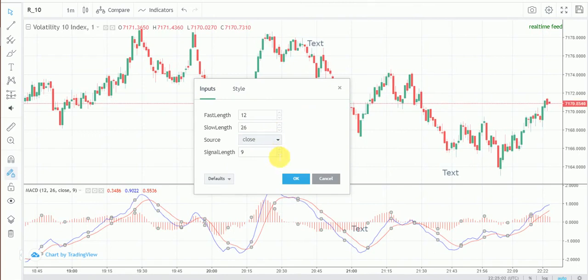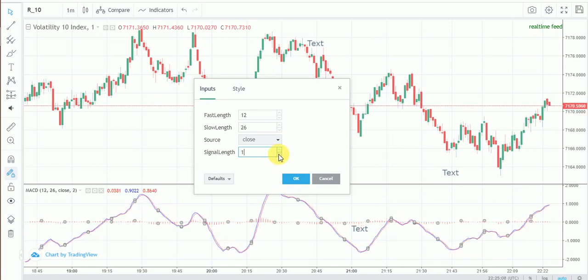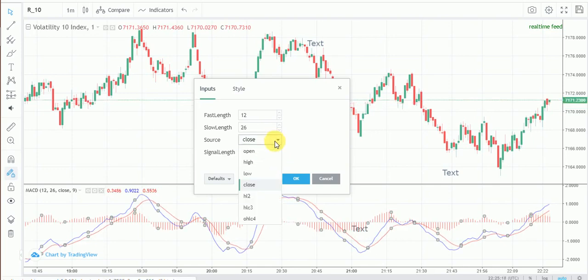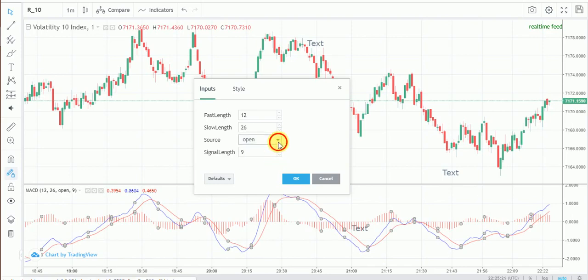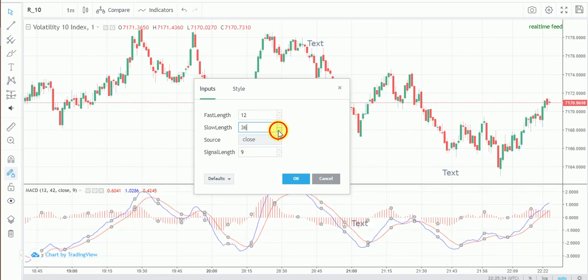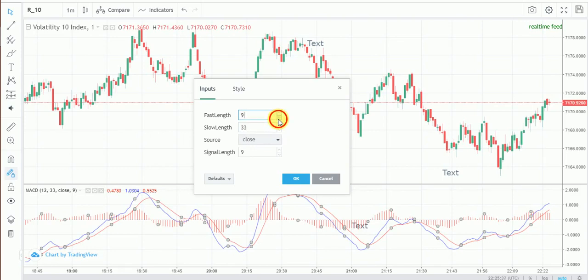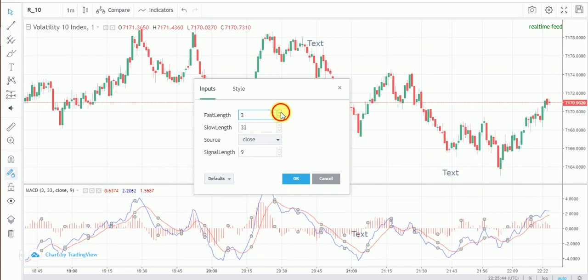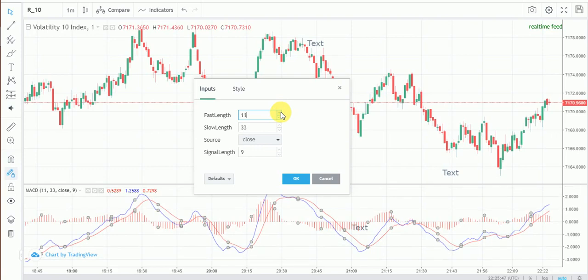As it is now, the default setting is the strength level is 9. You can increase or reduce the strength level. You can see it's shrinking. Let me make it 9 the way it was. Then you can leave it to either close, open, or high. Then the slow length, let's leave it at default. Then the fast length.